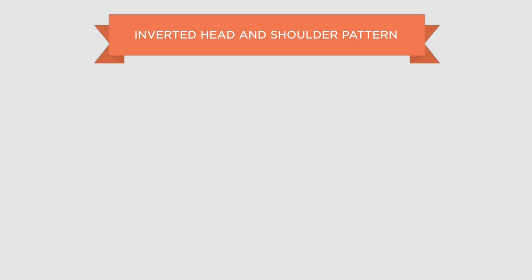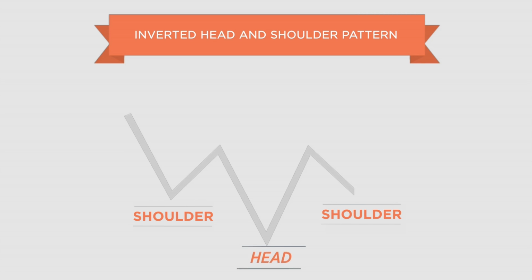Now the inverted version of the head and shoulders, we first need a downtrend. The pattern is when the markets attempt a breakdown thrice but fail. Now it's called the head and shoulders because we have the head right here and 2 shoulders on either side. The second attempt was almost successful, but it was a false breakdown.